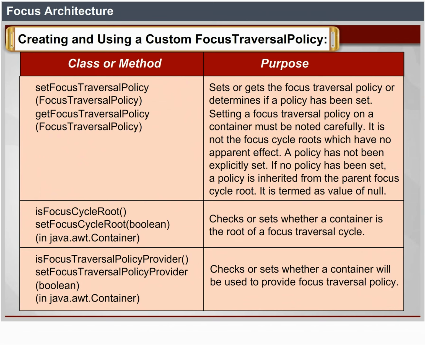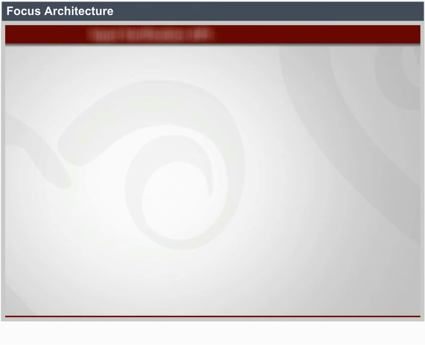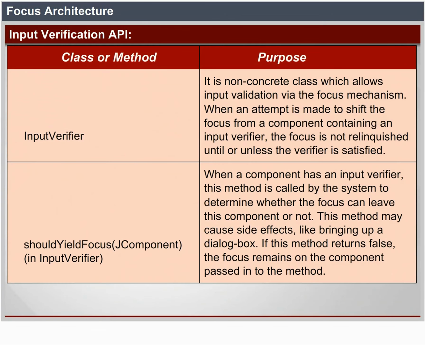isFocusCycleRoot() and setFocusCycleRoot(boolean) in java.awt.Container check or set whether a container is the root of a focus traversal cycle. isFocusTraversalPolicyProvider() and setFocusTraversalPolicyProvider(boolean) in java.awt.Container check or set whether a container will be used to provide focus traversal policy. The following table shows the Input Verification API.